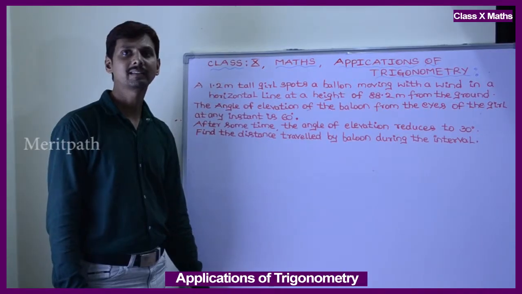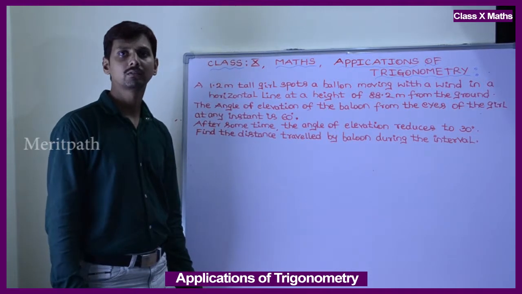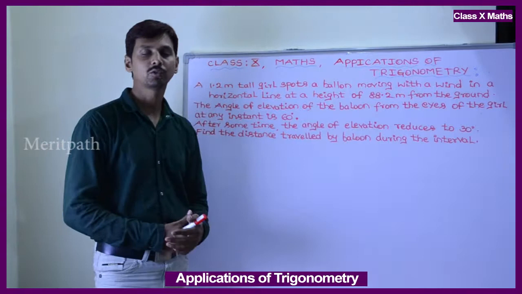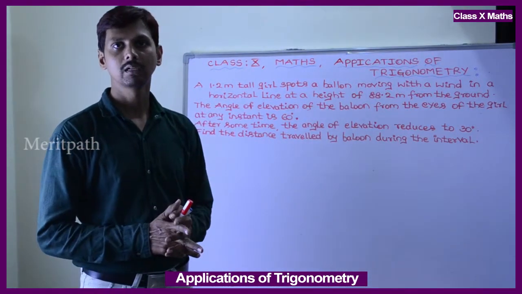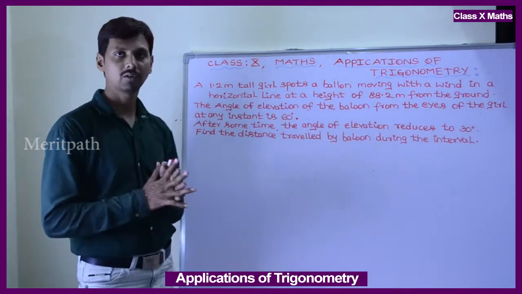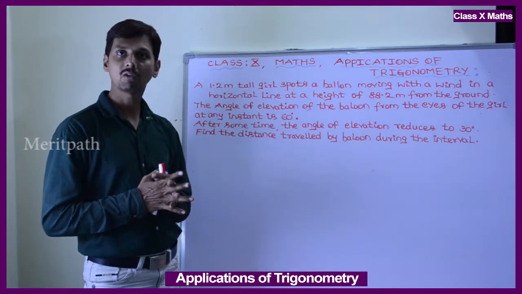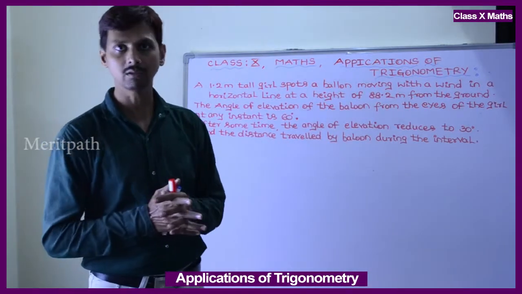Class 10 Mathematics, Applications of Trigonometry. A 1.2 meter tall girl is observing a balloon which is at a height of 88.2 meters from the ground level, and instantly it is making a 60 degrees angle with the ground.